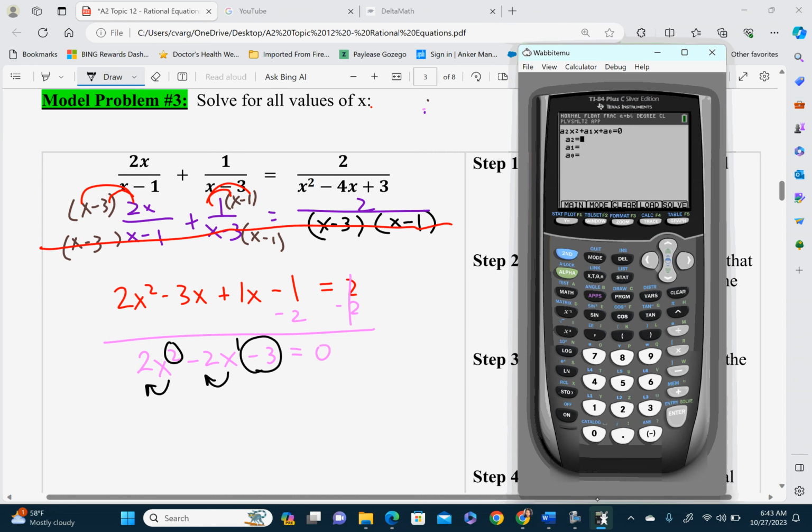So let me just go ahead and plug that in. The number in front of x squared is a 2. The number in front of the x is a negative 2. And the number that's by itself is negative 3. And then I'm going to hit graph so it can solve it for me. And those are my answers. Let's see if it changes into a fraction for me. It does not, okay?